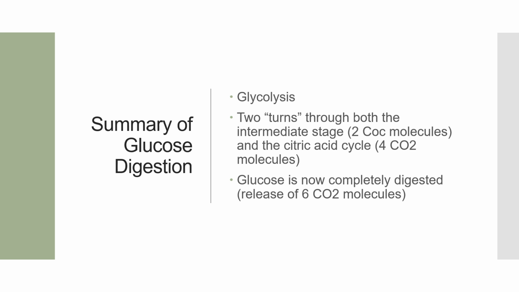So here's a summary of glucose digestion. Glycolysis is phase 1, also known as energy investment. Glucose enters the cell. 2 ATP molecules are used to break down the glucose into 2 pyruvate molecules. This process generates a small amount of ATP and NADH. Glycolysis phase 2, also known as the intermediate stage. Pyruvate molecules undergo slight modifications. It prepares the pyruvate for the citric acid cycle, and no ATP is directly produced.